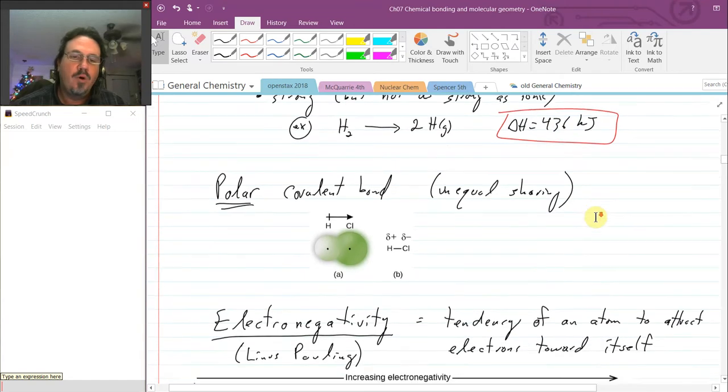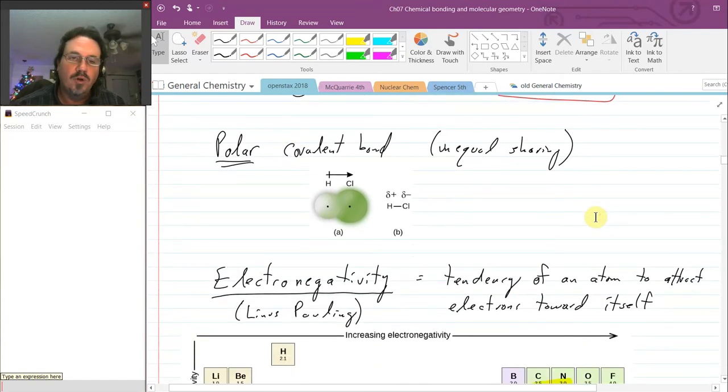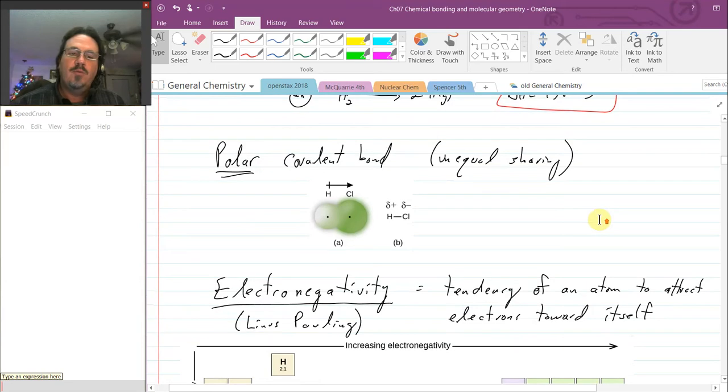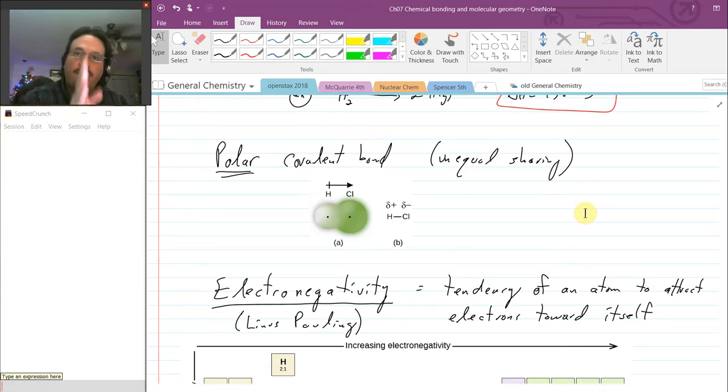Now, polar, very important topic here, polar covalent bond. We have electrons, they're being shared. The question is, are they shared equally? Now, there's two ways to think about this. The first way, are they exactly halfway between the two nuclei? So by distance, are they being shared equally?